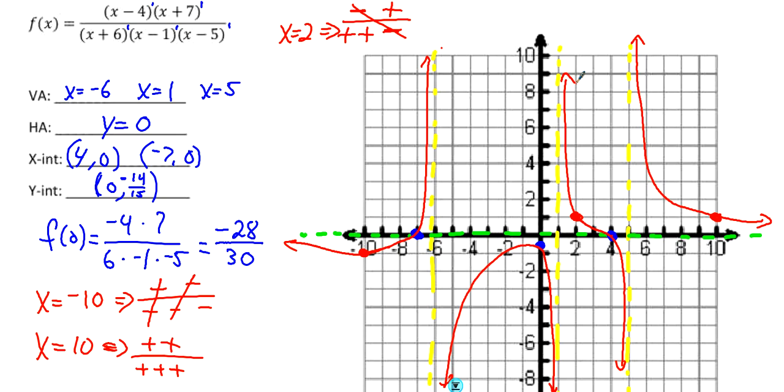So for each piece, I'm going to have 2 possible answers. And then I've got to use information that I have, or I've got to get another piece of information to figure out which of the 2 it is. Okay? This is the hardest part about graphing rational functions, this part here, figuring out which case it is.